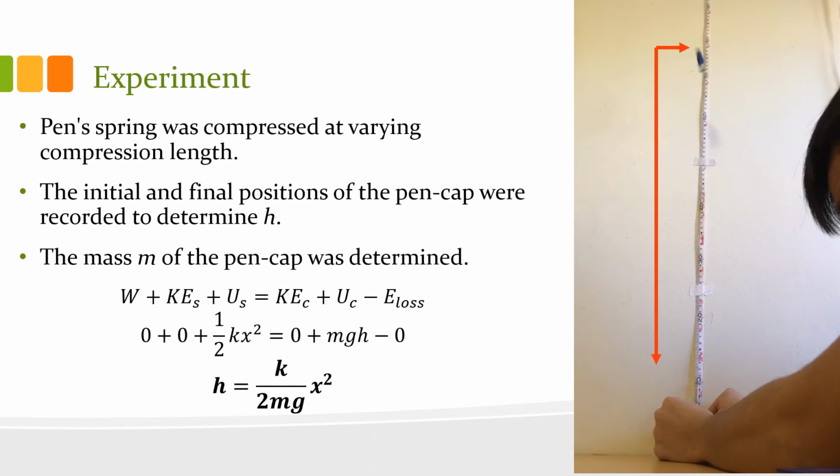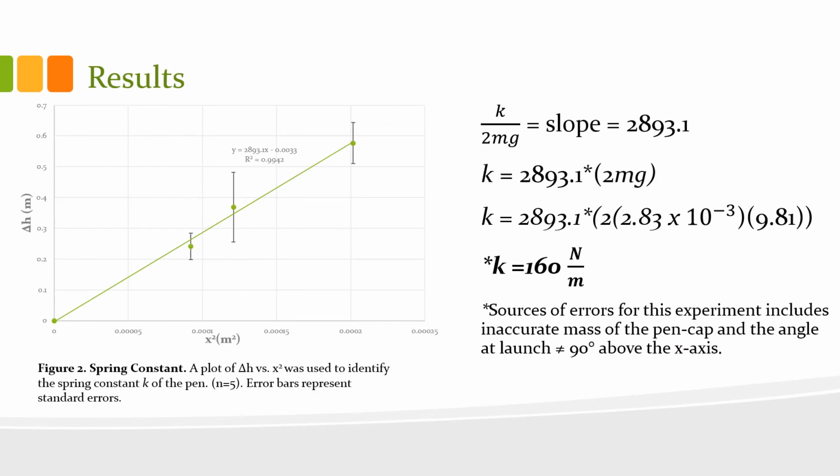Rearranging the equation for h, we derive h equals k times x squared over 2mg. From the equation, we can plot h against x squared to obtain a slope of k over 2mg. Plugging in and rearranging the equation to solve for k, it was found to be 160 Newton per meter for the specific spring.